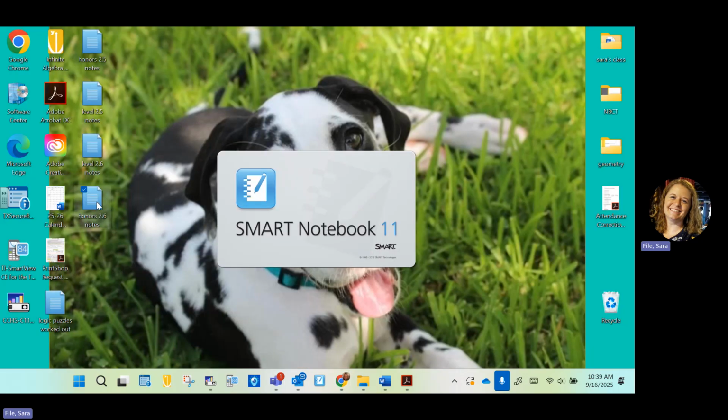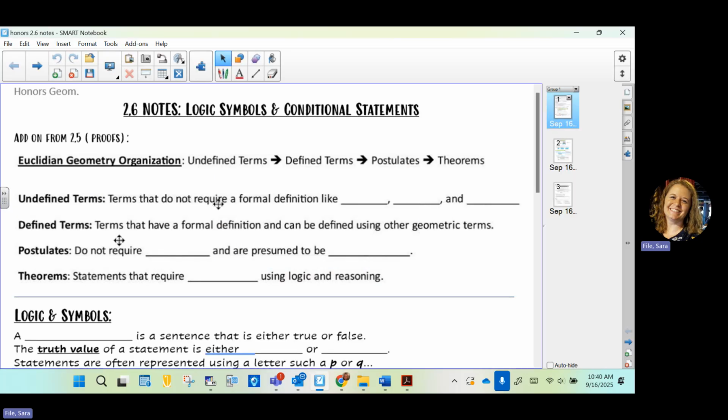I told y'all to hang on to that 2.5 geometric proofs packet or practice because the very top question was about Euclidean geometry organization, and we hadn't talked about it. For some reason, this whole section got left off of the last note, so I added it here at the beginning of these. So here it says add on from 2.5 proofs. Euclidean geometry, we said that word at the beginning of the year. I told you all Euclidean geometry is just your everyday geometry. Euclid was a mathematician back in the day, okay? But this is the organization of the parts of Euclidean geometry.